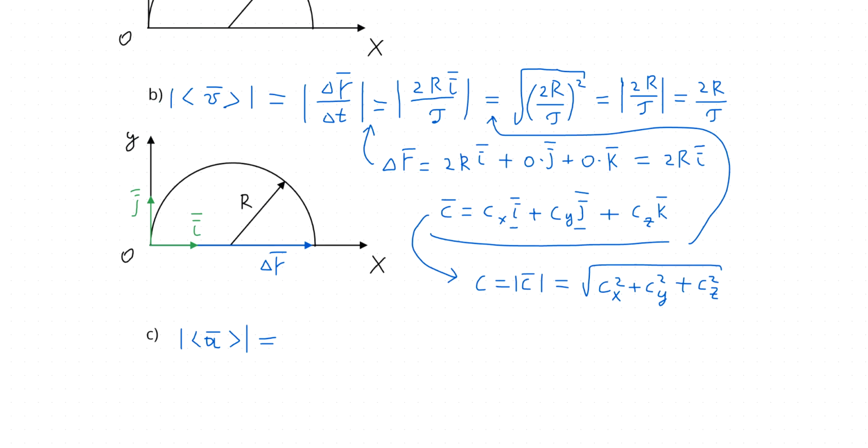It will be delta V divided by delta T, and delta T is equal to tau, the Greek letter. Okay, that's correct. That's correct.